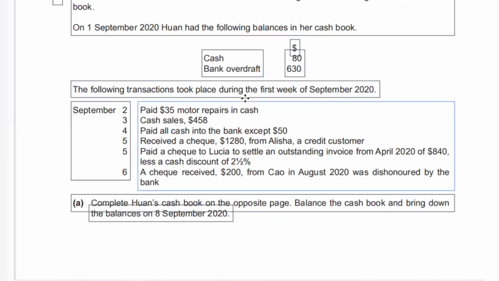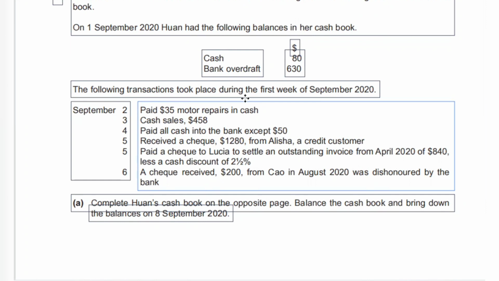Then it's written paid all cash into bank except 50. So cash will be decreased and bank will be increased. So bank debit, cash credit. And we'll write 453, as we had 80 in the account and sales were 458 previously. So we'll add them and deduct 50 because it is written that paid all cash. That means all cash which was previously in the cash column was paid into the bank except for 50.